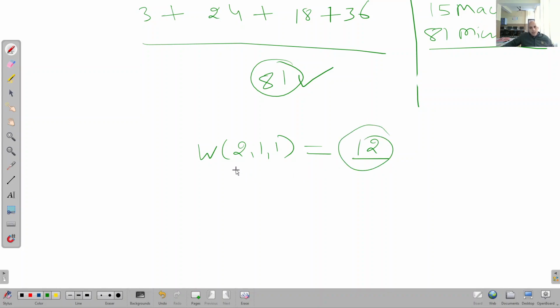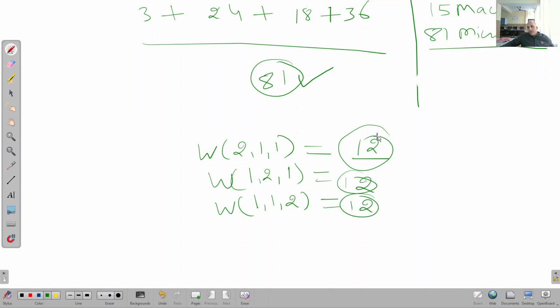Clear? Similarly, the same is the case for 1, 2, 1. Clear? 12. Similarly, you can go 1, 1, 2. Again 12. So this is the way you can write down the thermodynamic probability also. So this was the answer to this question.